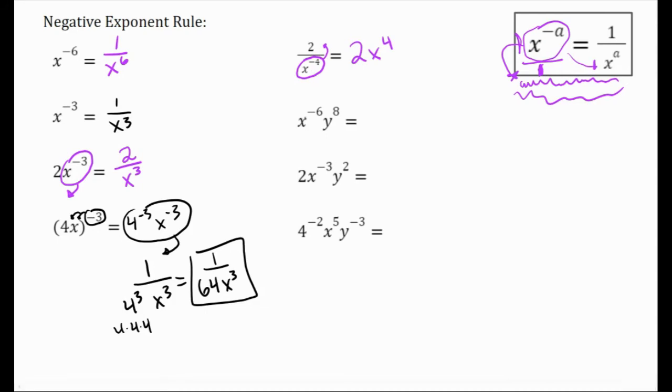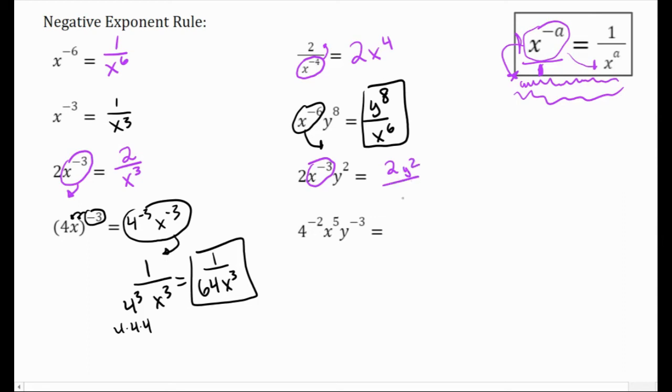So if we move on to the next one here, we only have one that has a negative exponent. So that is what goes to the denominator. The y to the power of 8 stays on the top. The x to the power of 6 goes to the bottom. And there we go. Then this one here, only one of them has a negative exponent. 2y squared stays on the top. x to the power of 3 goes to the bottom.